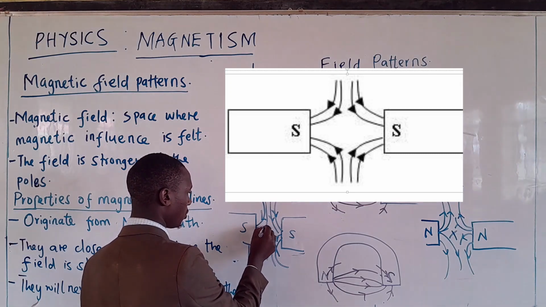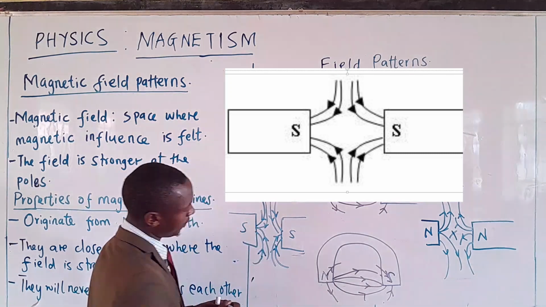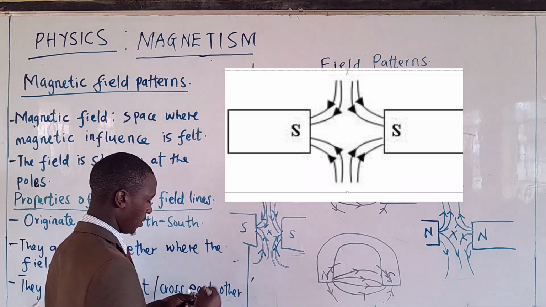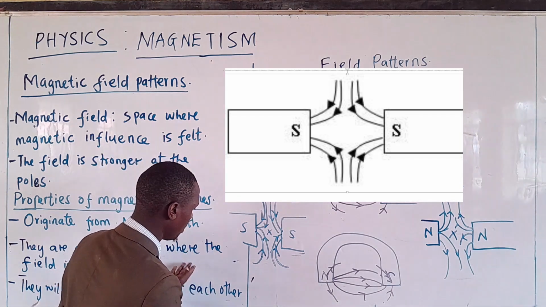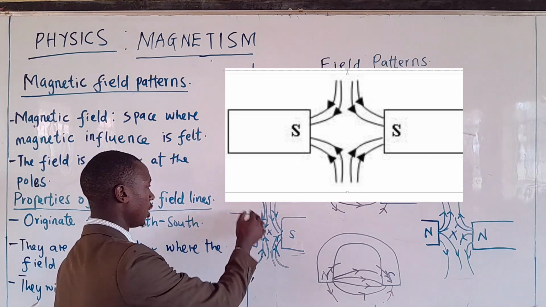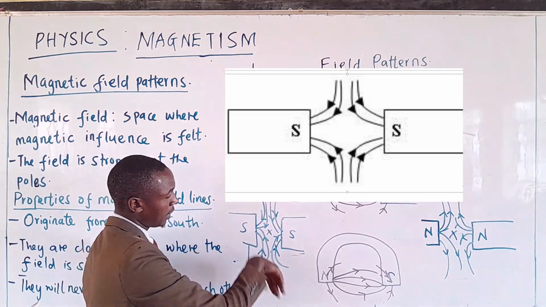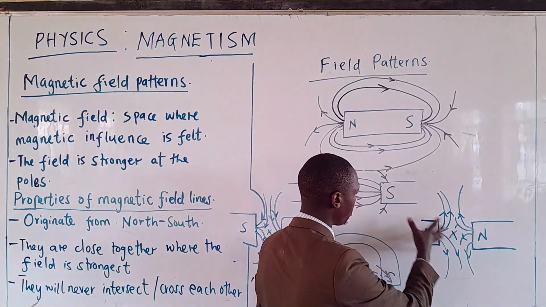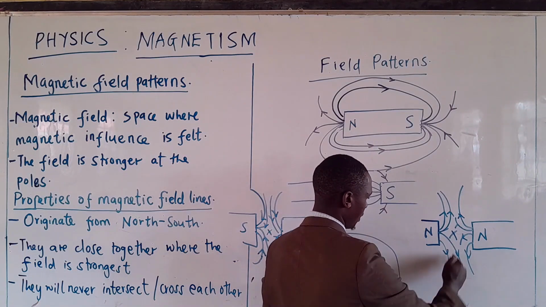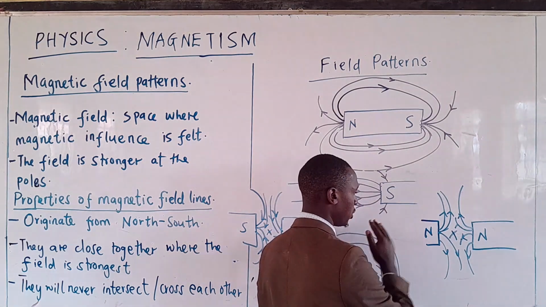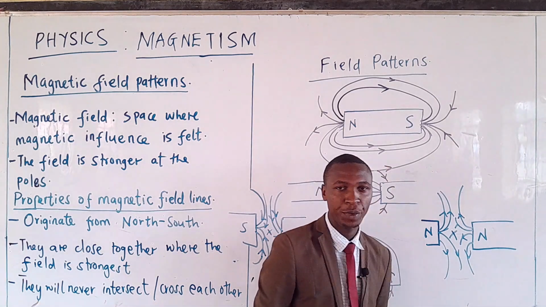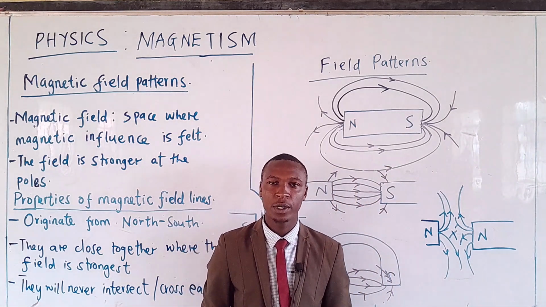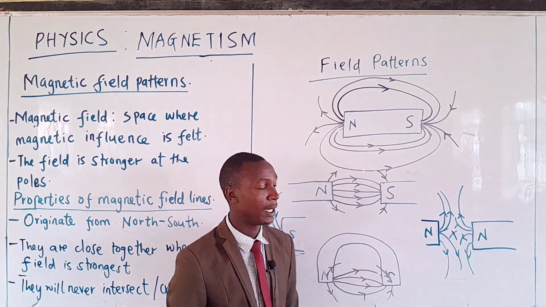Remember, they are not supposed to cross each other, and therefore we are going to have a region here, the repulsion region. So we are assuming that we have a north somewhere here. They are going to come from the north to the south. Again, we are assuming that we have a south somewhere, and therefore they are going to some north or to some south from this north one. So that's how we can do the field patterns for like poles.